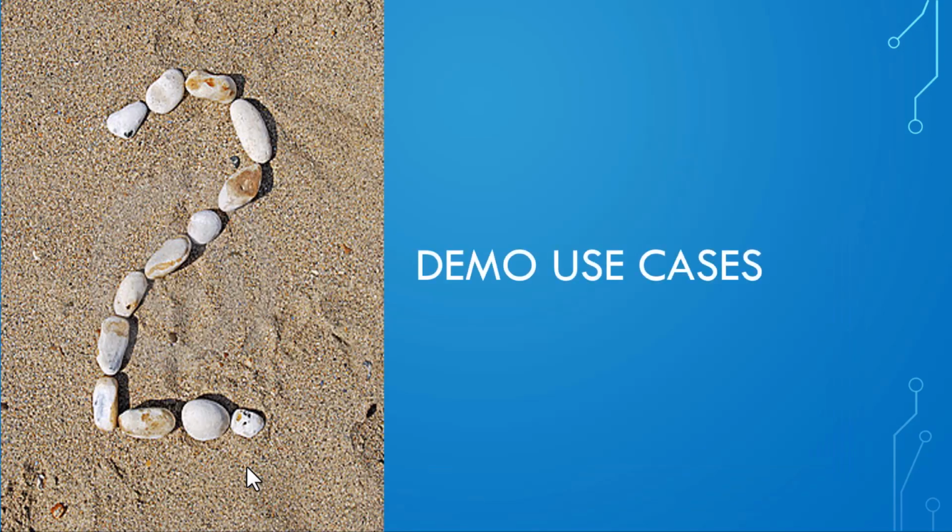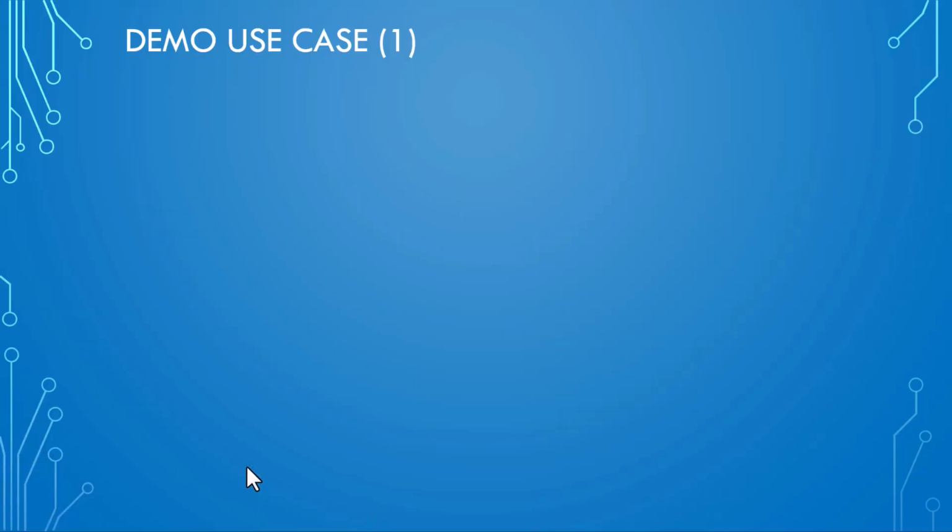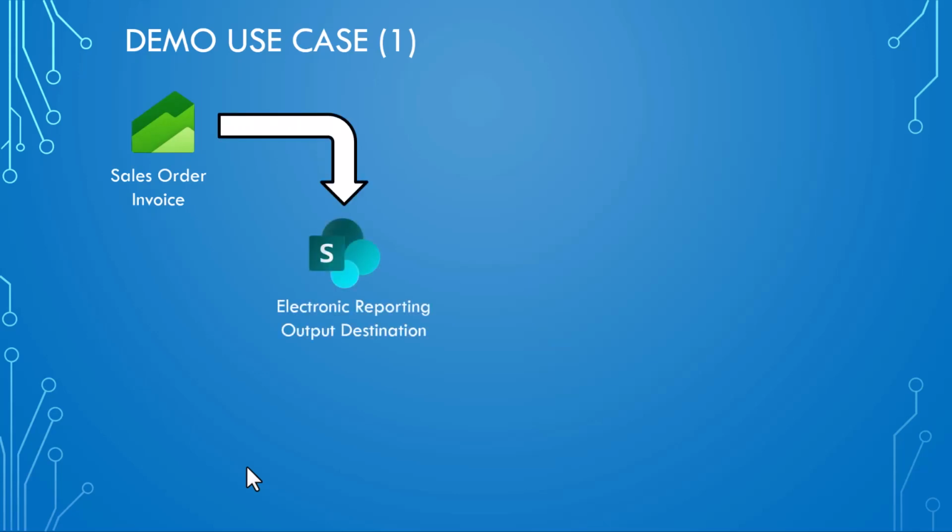Okay, but now let's get started with some demo cases. The first one that I have is we start in Dynamics 365 with a sales order invoice. And if you follow my blog post, then what we will do is generate an electronic report. So the sales order invoice will be created as a report and put on SharePoint. That's basically what we did a couple of times in my previous blog posts.